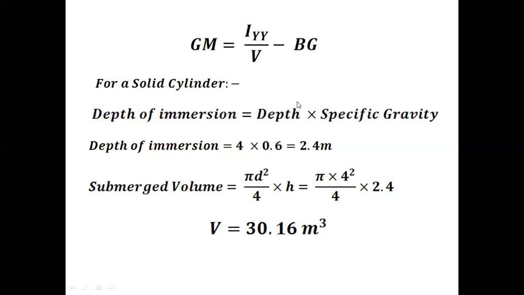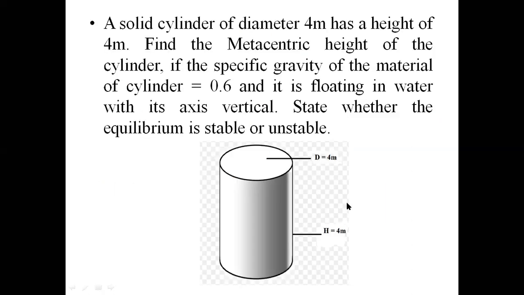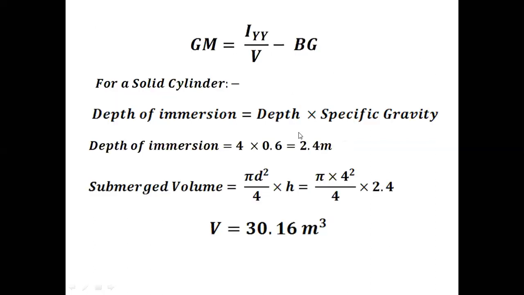That is, the height or depth multiplied by the specific gravity. So in the problem, the depth of the object, that is the height of the object, is 4 meter, as you can see in this diagram. The specific gravity is 0.6. So multiply those two parameters and you get the depth of immersion as 2.4 meter. The first parameter we are going to determine is the volume of the submerged body. Once you know the depth of immersion, you can easily calculate the submerged volume.